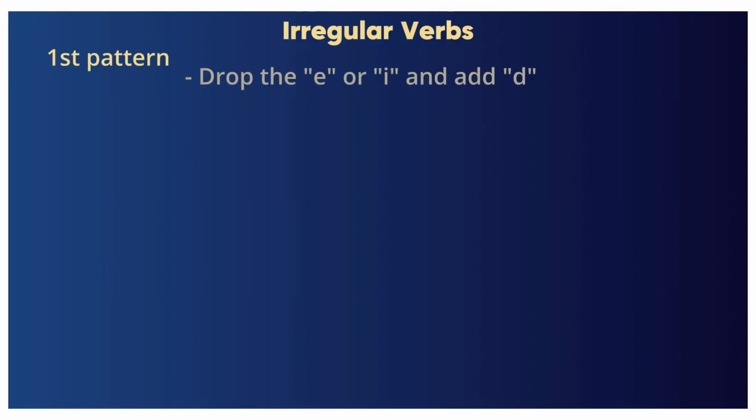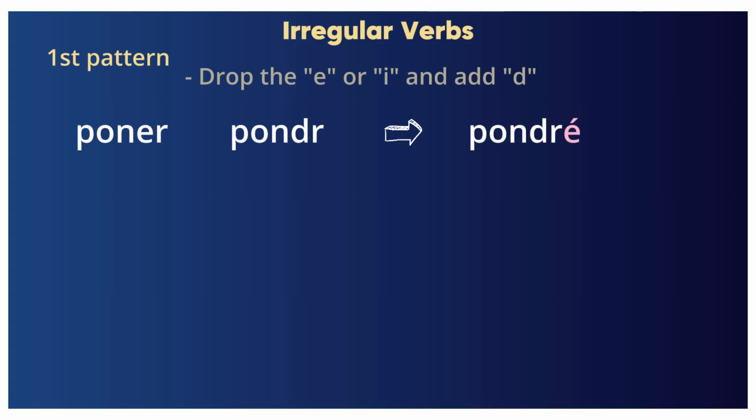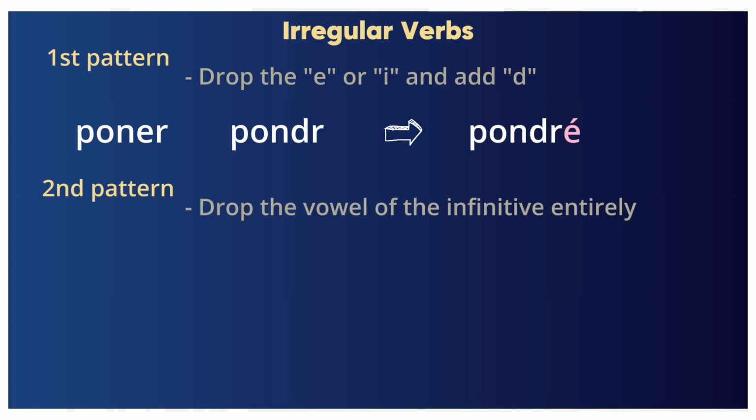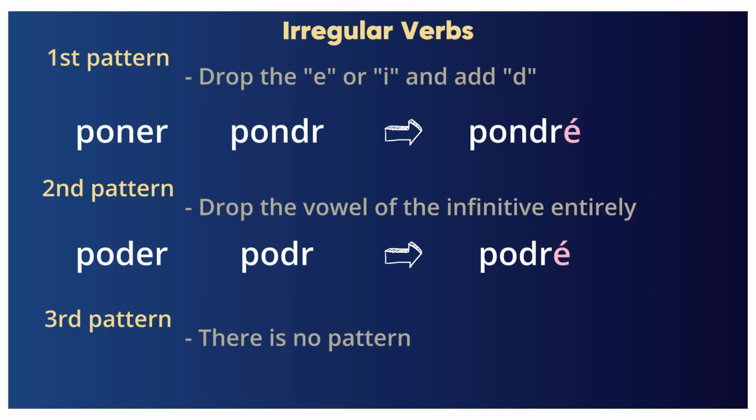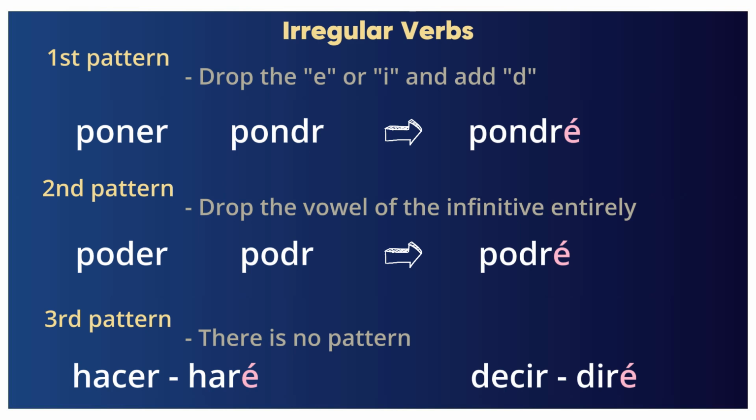That's right. The first pattern are verbs like poner, which will drop the E or the I from the infinitive and add the consonant D. Poner, pondré. The second pattern is verbs like poder, which drop the vowel from the infinitive entirely. Poder, podré. And of course, the third pattern is that there is no pattern, verbs like hacer and decir, which you just have to learn how they're irregular.